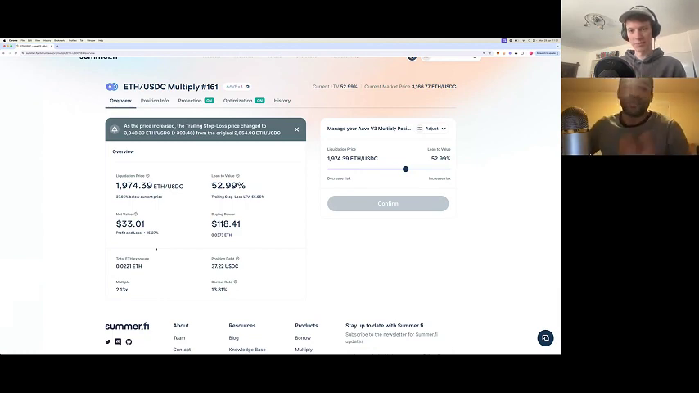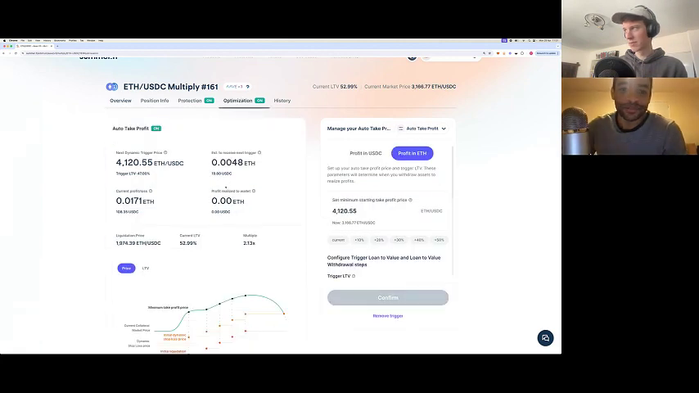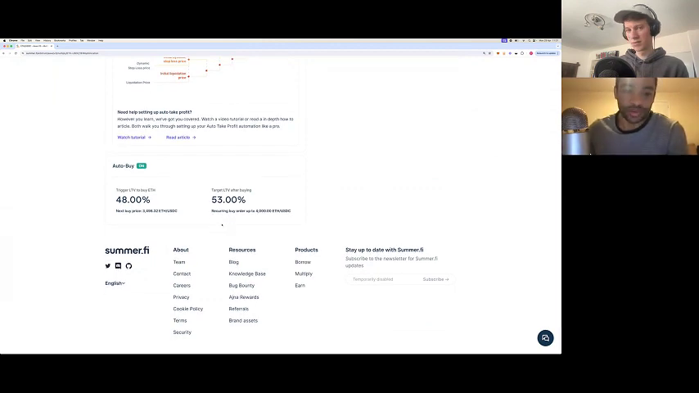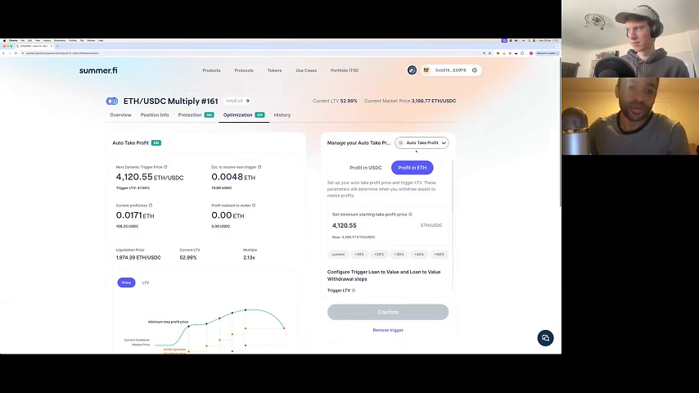Now, if the market moves up aggressively, and if Frank, you wouldn't mind going to the optimization tab and switching to the auto buy, it's also at the bottom. If the market moves up aggressively, you'll capture all of the price moves up until 4K. So this price you'll buy just under 3,500.